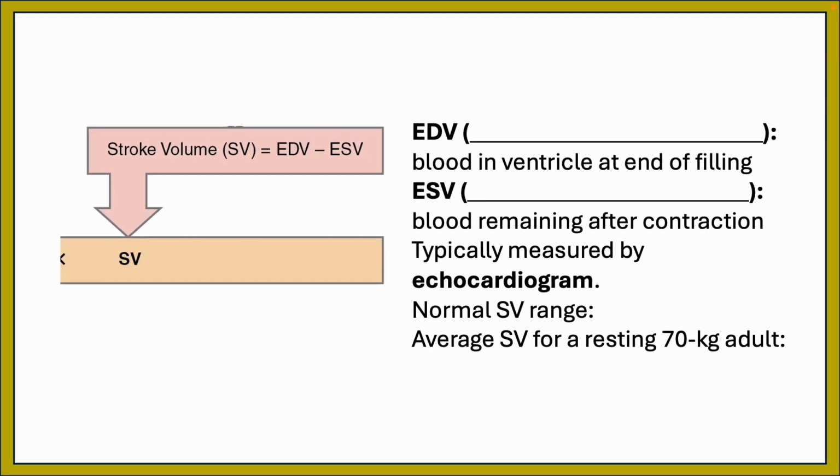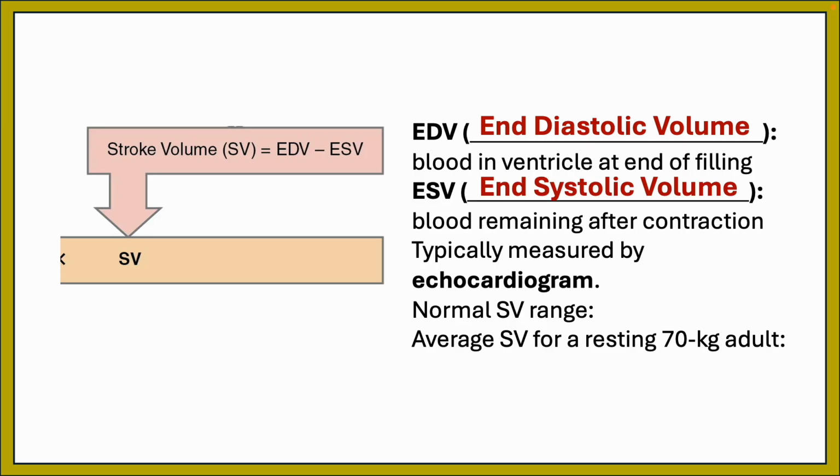All right, stroke volume itself is a factor of two different components. One is the EDV, or end diastolic volume. That is the blood in the ventricle at the end of filling, so how much blood got into the ventricle. And the ESV, that is your end systolic volume. That's the blood remaining after contraction. So it's basically saying how much blood got into your heart and how much left of it. That is your stroke volume.